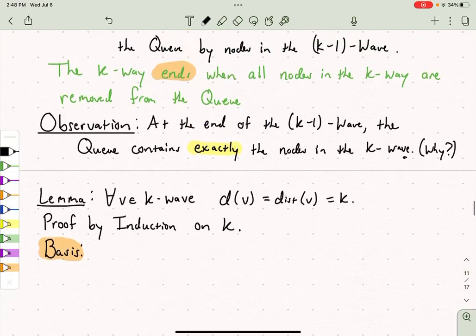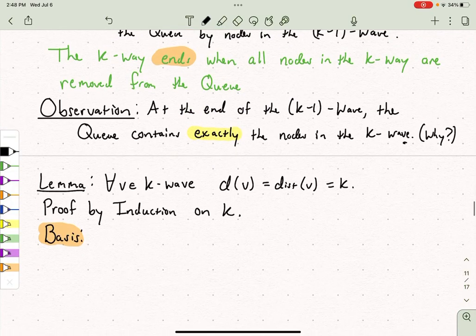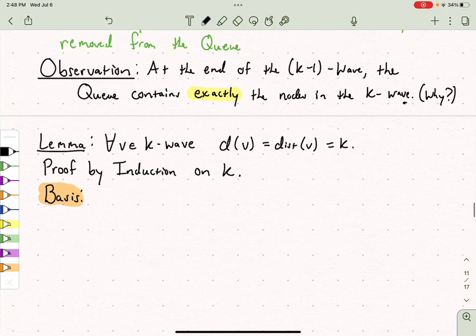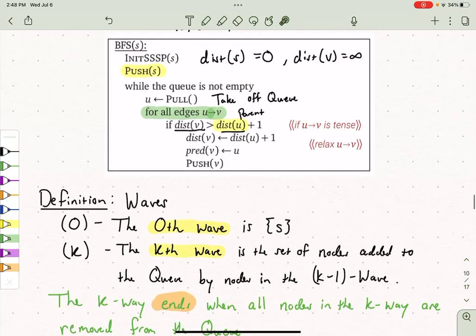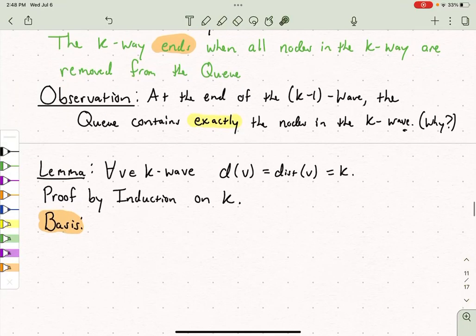Now to prove this algorithm really is computing the optimal distances, let's consider this lemma. For any v in the k wave, we want to show that the true distance from S to v is equal to exactly what we computed, the distance of v, and it's also equal to the parameter k in the k wave. This just confirms our intuition that as we grow one edge farther and farther, that is the true shortest path distance. To prove this, we'll use induction on k.